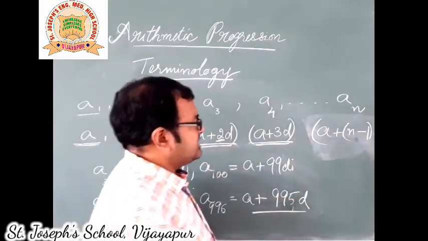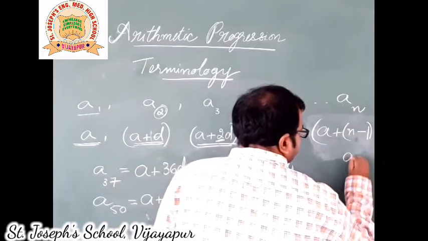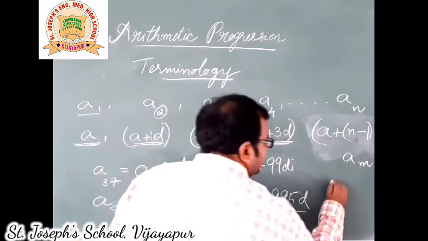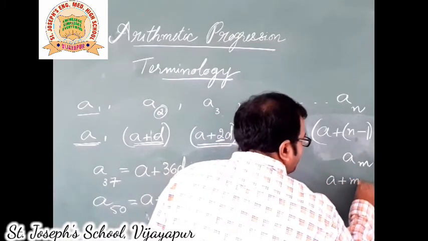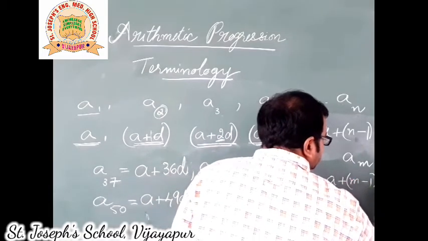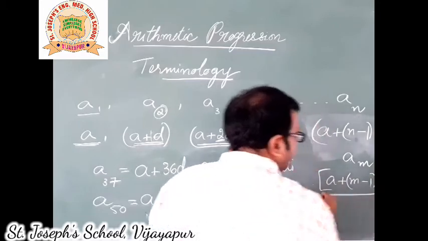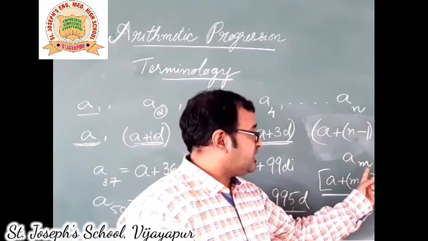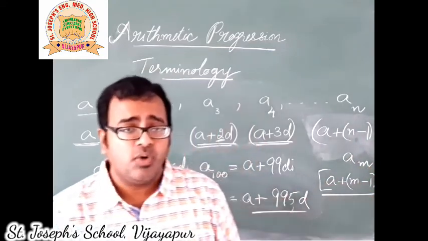Okay. In that case, if I have M, what is aM? What will be that? That will be A plus M minus 1 into D. See the difference? If it's N, it's N minus 1. If it's M, it's M minus 1.